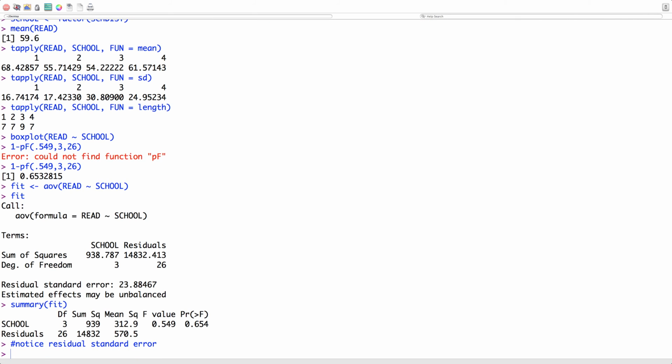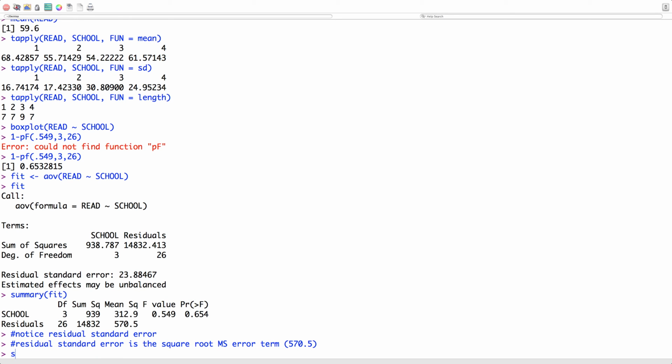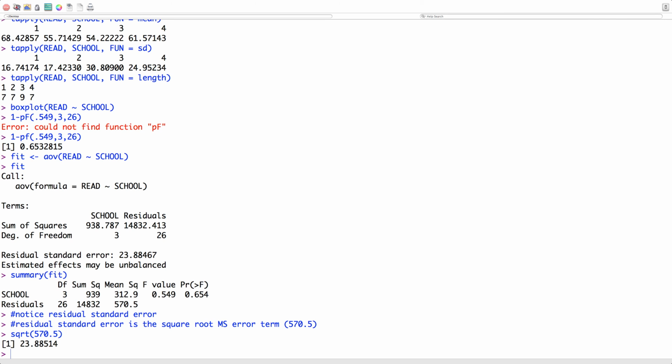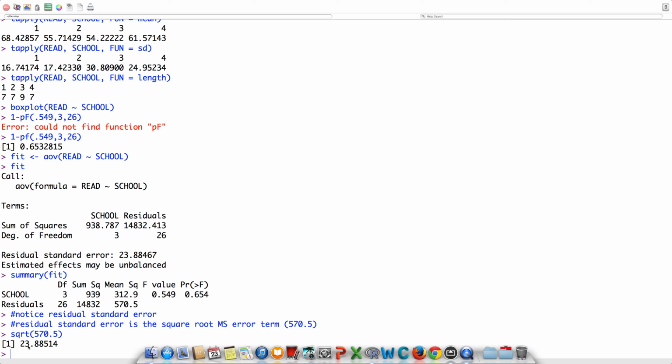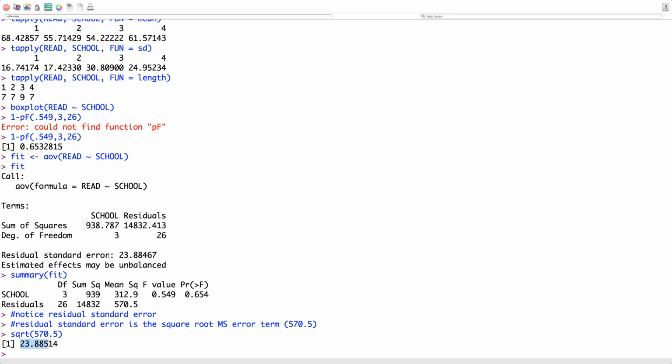And guys, it turns out that the residual standard error will always be the square root of your mean square error term, which is 570.5. So guys, if you take the square root of 570.5, you're going to get 23.88, which is the residual standard error.